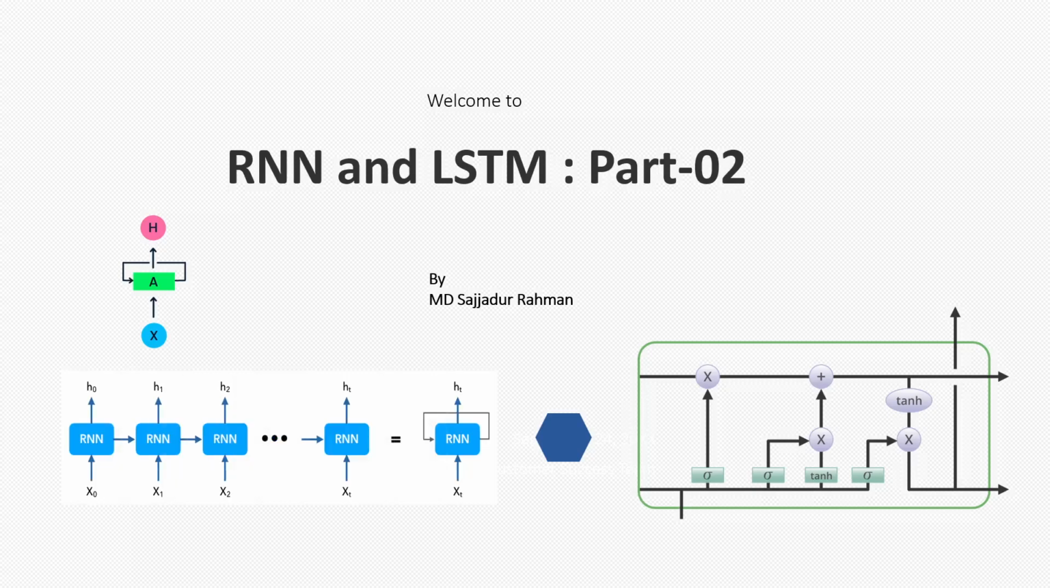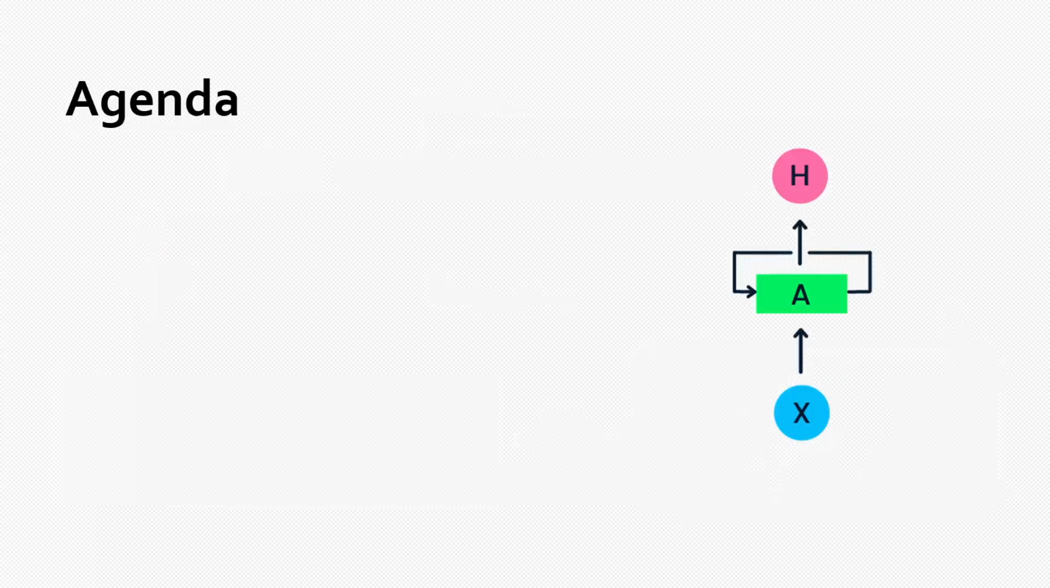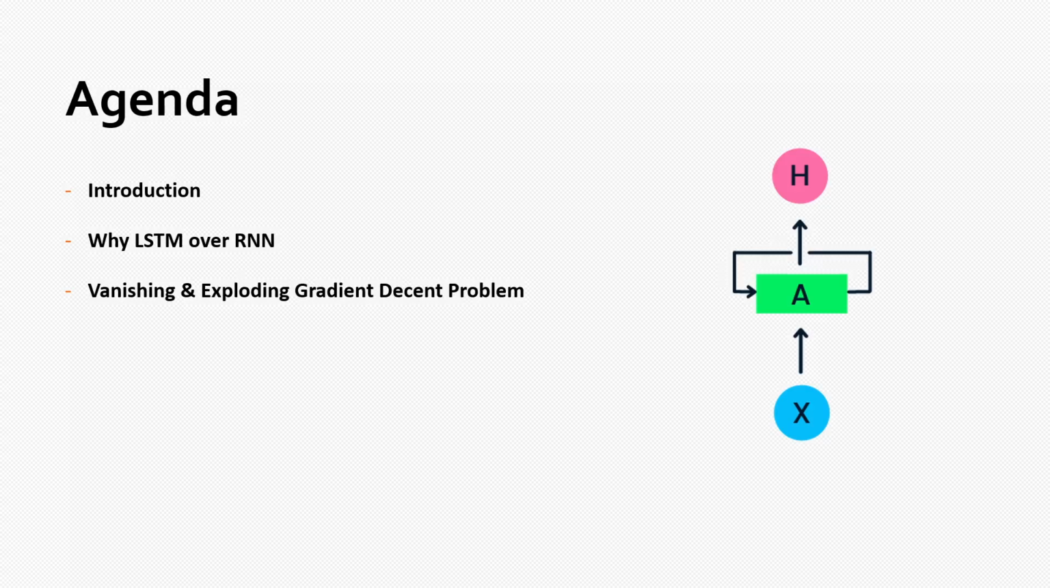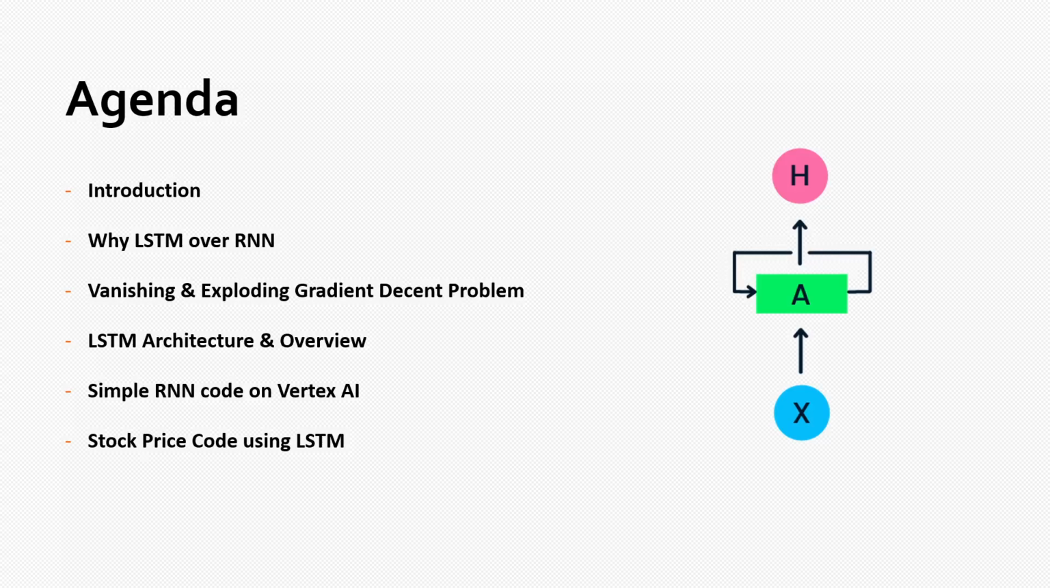So today we will discuss the architecture of LSTM and some code. Today's agenda: first, the introduction, and then why LSTM over RNN, and then the vanishing gradient and exploding gradient problem. After that, LSTM architecture and overview. Later on, simple RNN code on Vertex AI. And finally, we will show how to apply LSTM on a stock price data set.